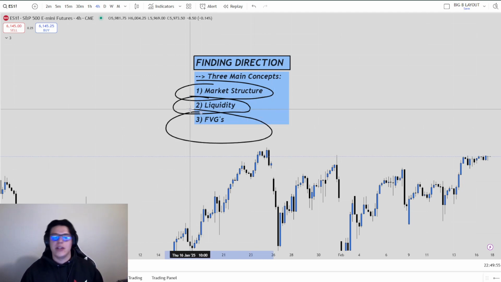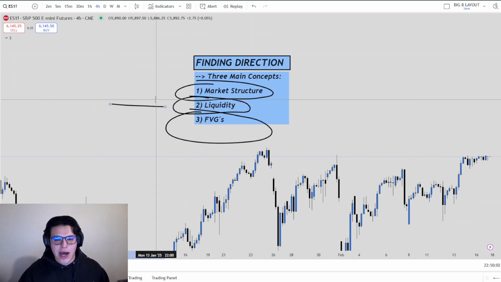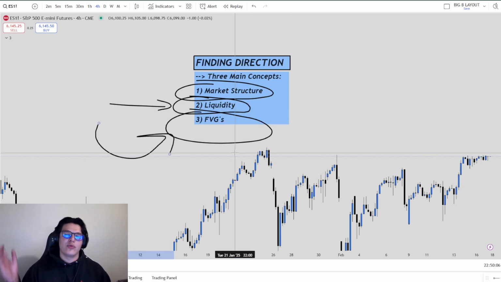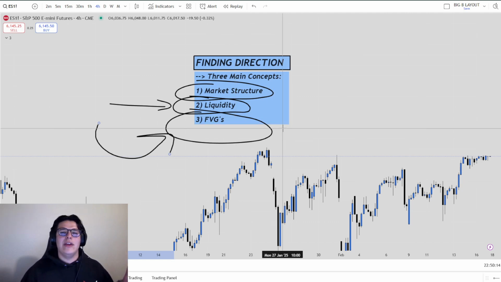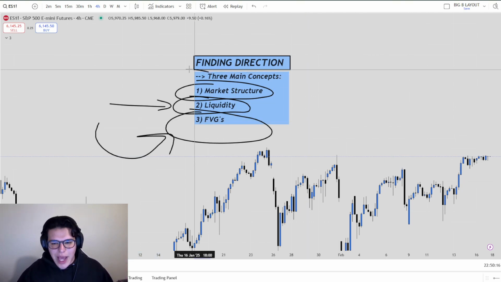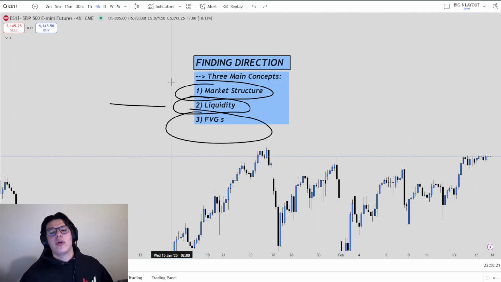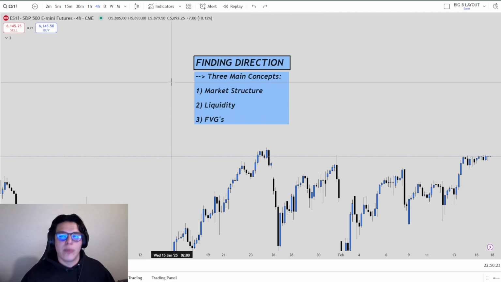understanding fair value gaps. And the reason for this is because the market will generally do one of two things. It will either seek out areas of liquidity or it will seek out fair value gaps to rebalance these imbalances. Imbalances and fair value gaps are interchangeable terms, and the market will seek out to rebalance these fair value gaps before continuing in the underlying direction. So when we put all of this together, we are going to be able to more effectively find direction within the markets. Now let's break down these individual concepts with greater detail.